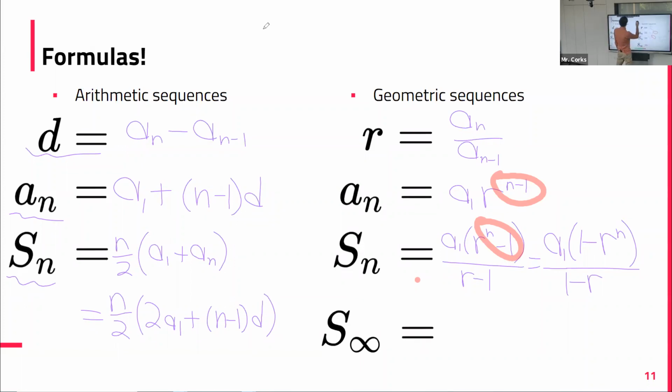So this first one here, it's a little more convenient if our absolute value of r is greater than 1. This one, a little more convenient if the absolute value of r is less than 1, but both will work in any situation. It's up to you. All right, the last one that we saw at the end of last class.